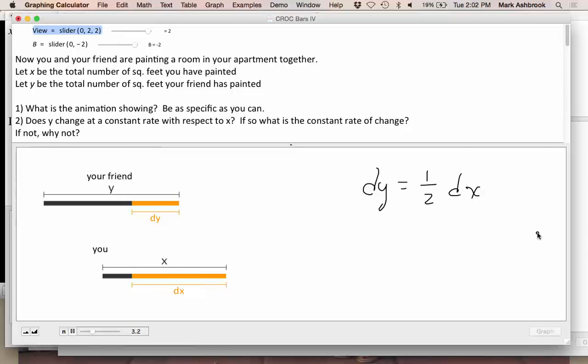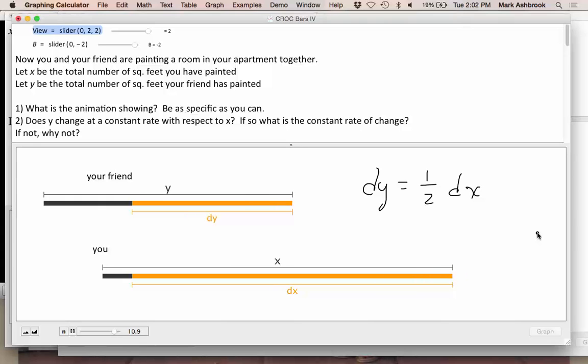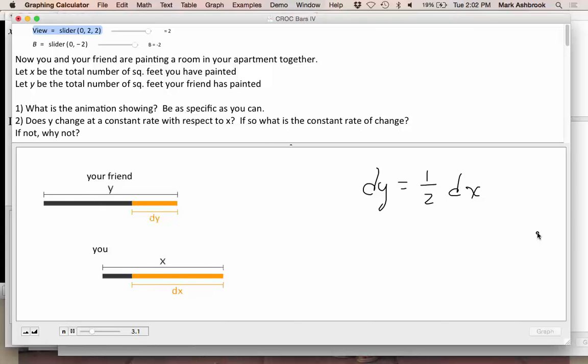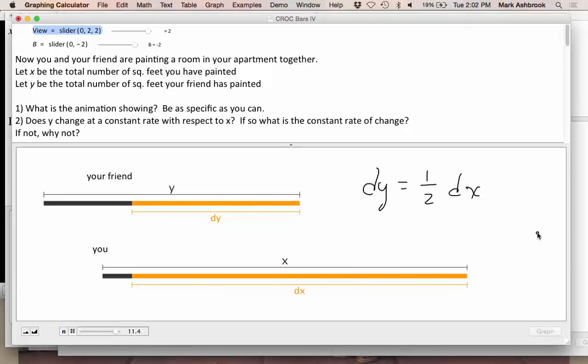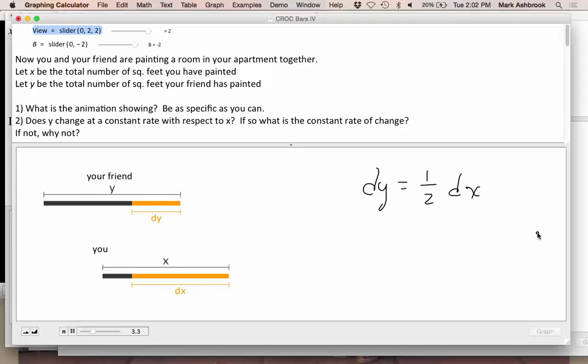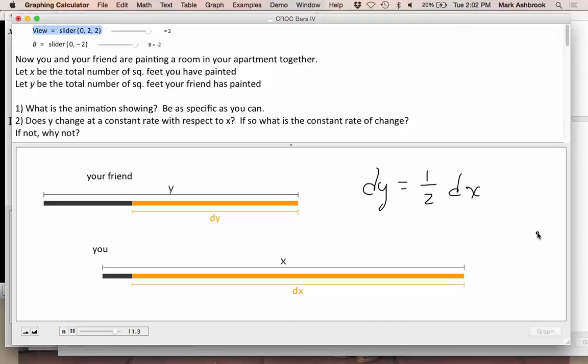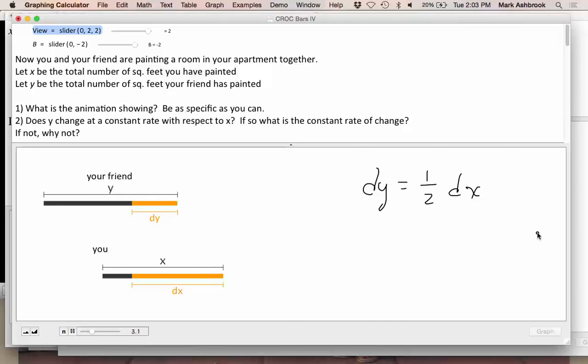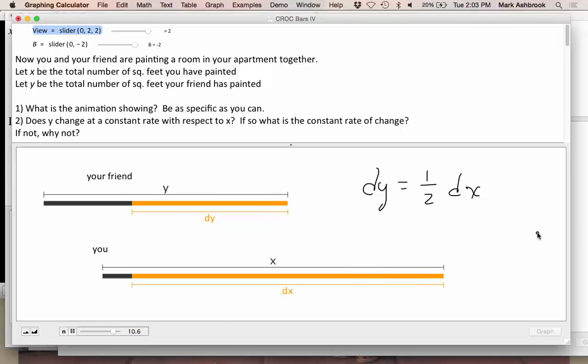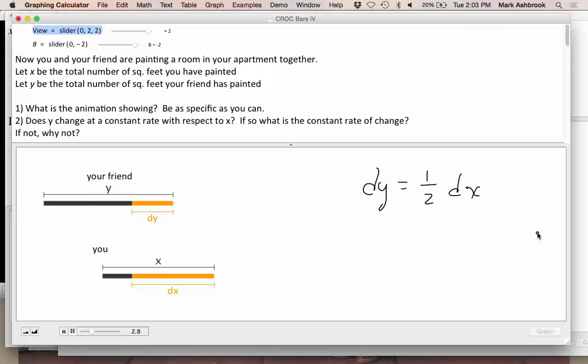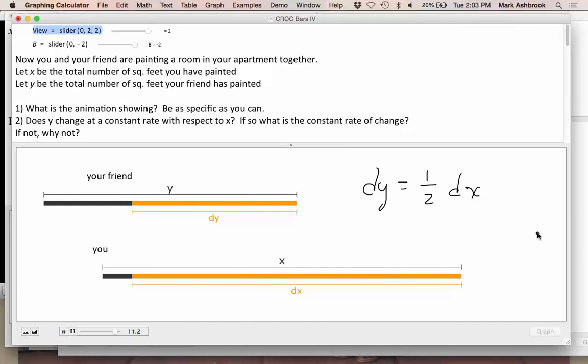Do you see it? I'm asking if y changes at a constant rate with respect to x. Does it? Yes, because that's about a relationship of the changes in y and x. This relationship, that the change in y is always a constant multiple of the change in x. In this case, it's 1/2. It's always half as much as the change in x. The additional amount that your friend paints is always half of the additional amount that you paint.